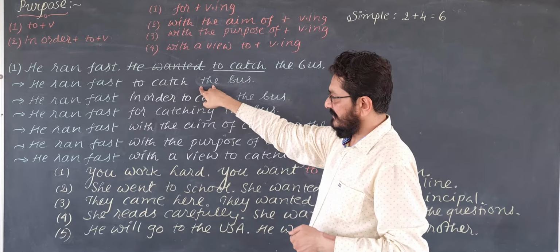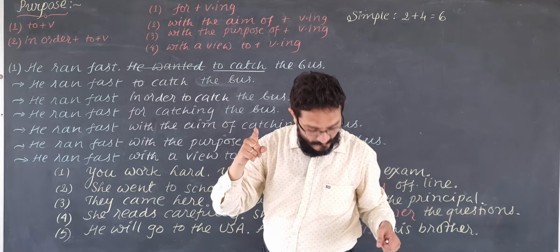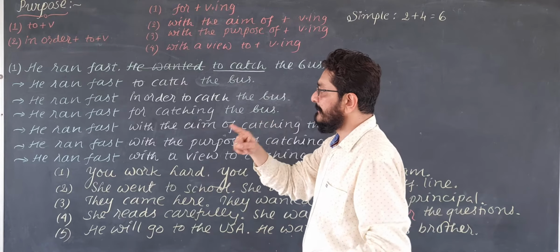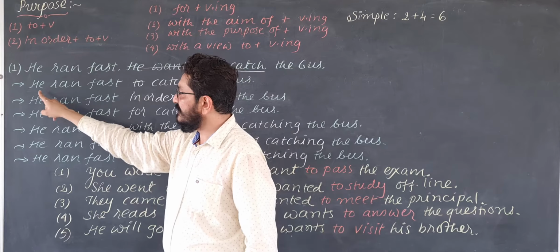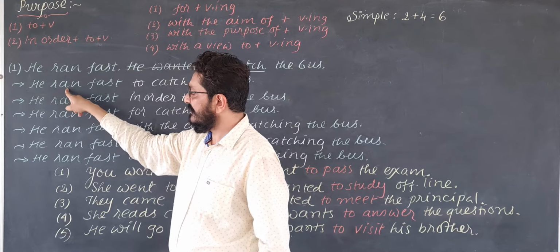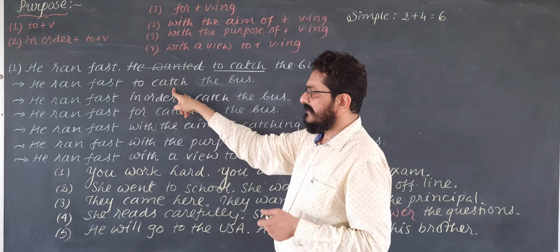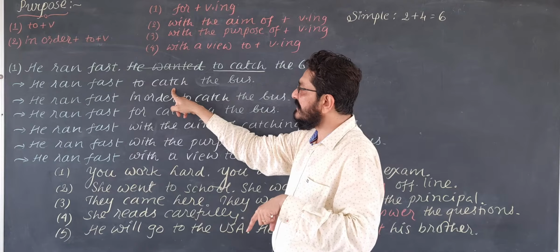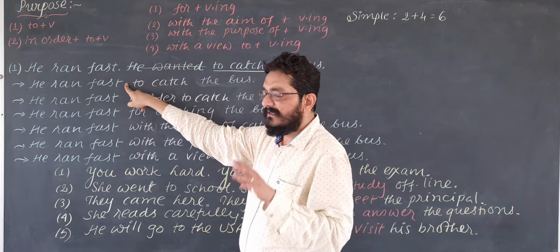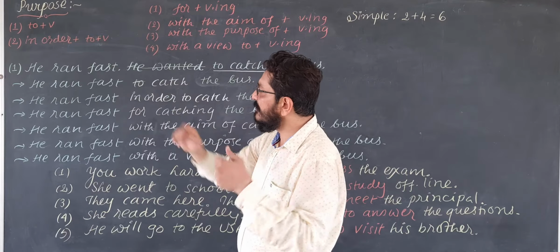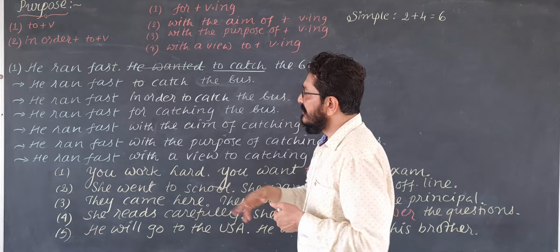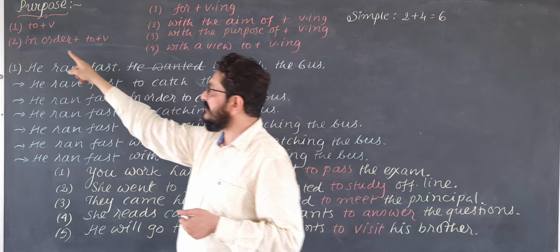Now check. He ran fast to catch the bus. This is the product. It has only one finite verb in it, ran. There is only one subject, he. There is only one finite verb, ran. Definitely "catch" is a verb, but it is a non-finite verb. What is the reason? Because you don't find any subject here. So this is the first method, to catch.